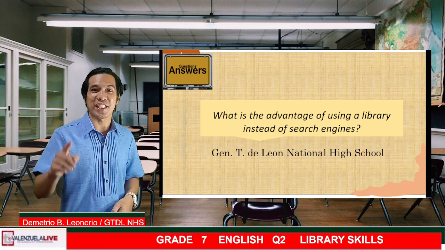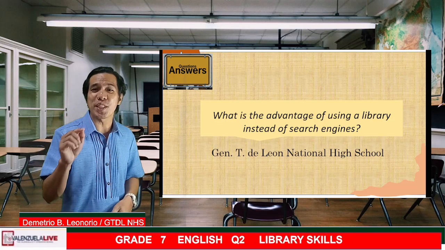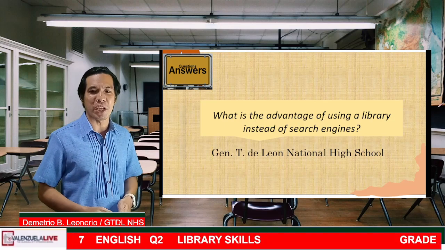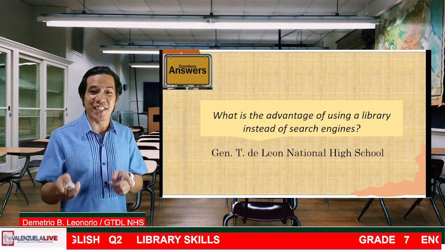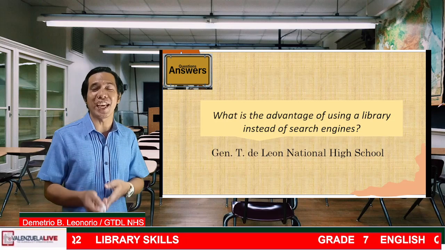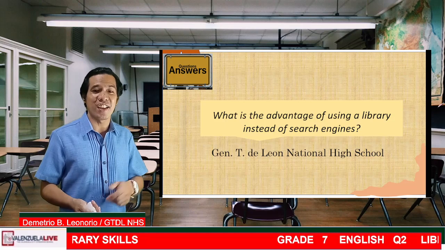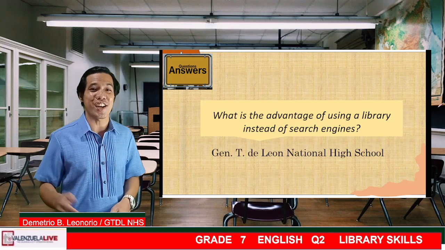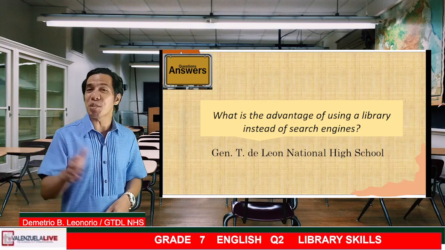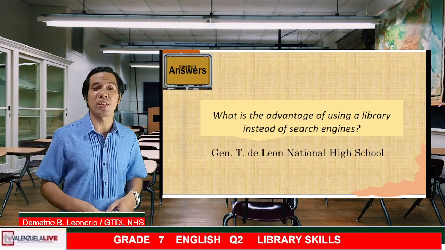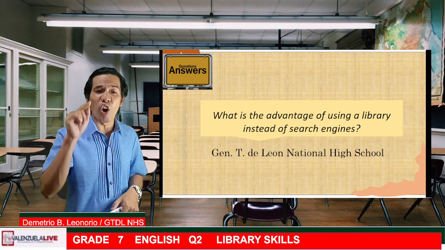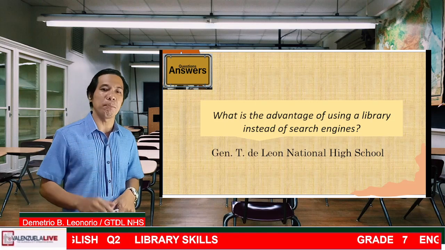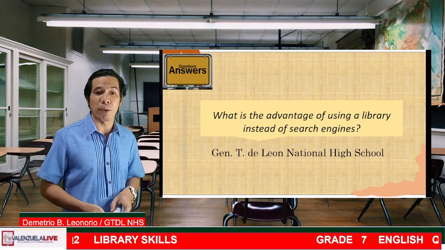The library is, if not 100%, almost 100% reliable source of information. That's the reason, up to this day, libraries are still relevant and useful for research and other purposes. Also, libraries have adapted to the changing times. Bigger libraries are using technology in organizing their resources, such as the online public access catalog, or OPAC, which is an online bibliography that is available to the public.